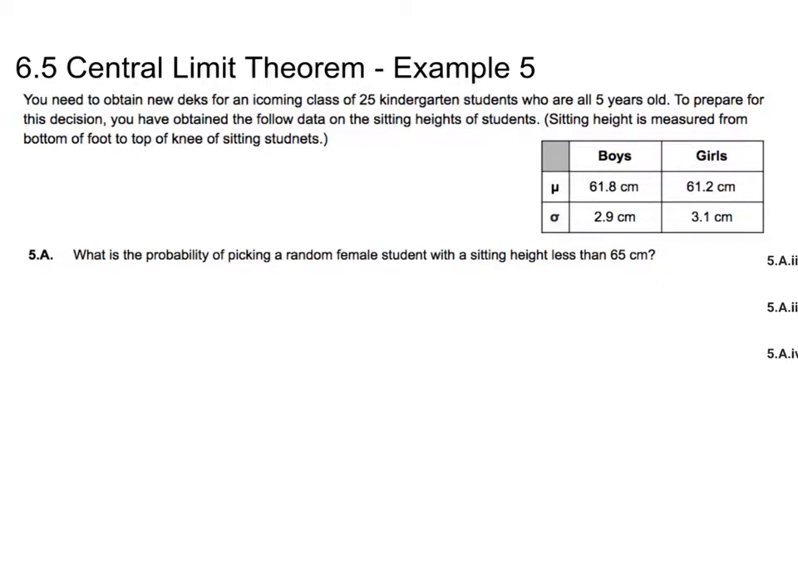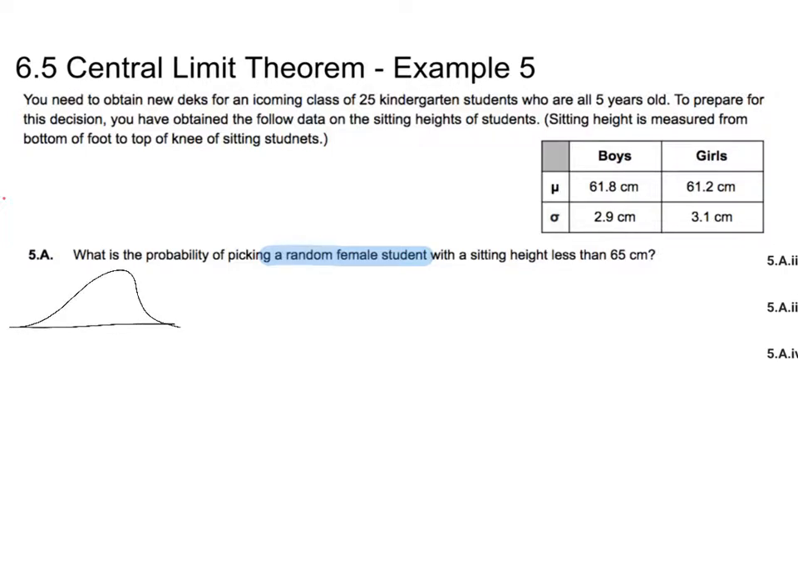All right, the first problem is asking, what is the probability of picking a random female student with a sitting height less than 65 centimeters? So this is really nice because we've got a random female student. That tells me that I'm going to be looking for the probability of one individual student. Now that helps me out quite a bit. We already know that we're going to be using a normal curve, so I'm going to go ahead and draw me my normal curve here.